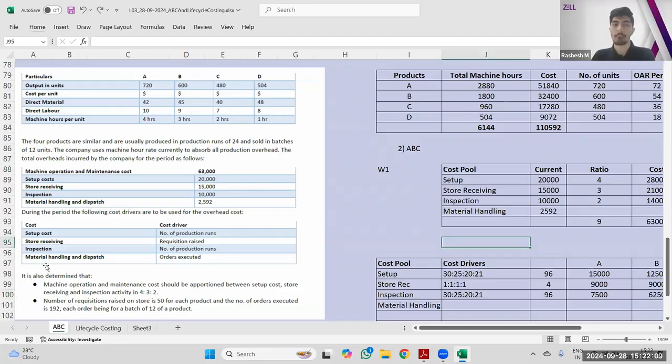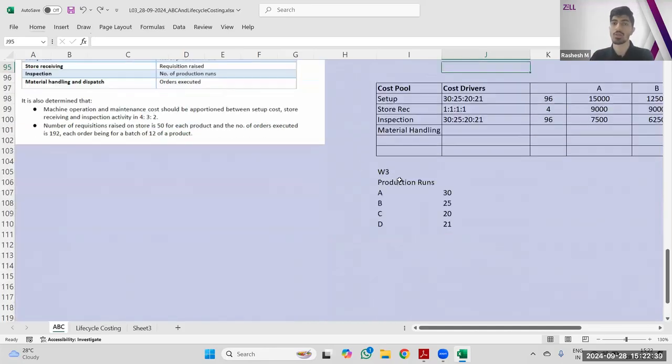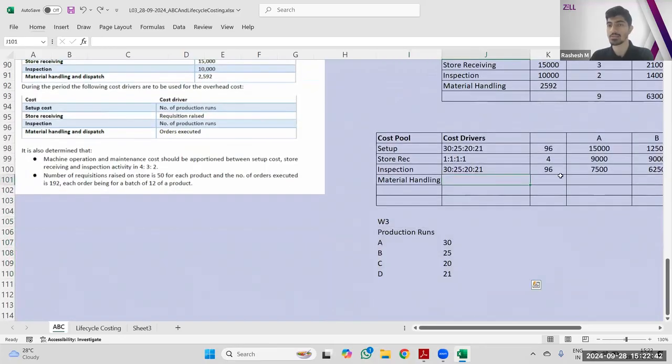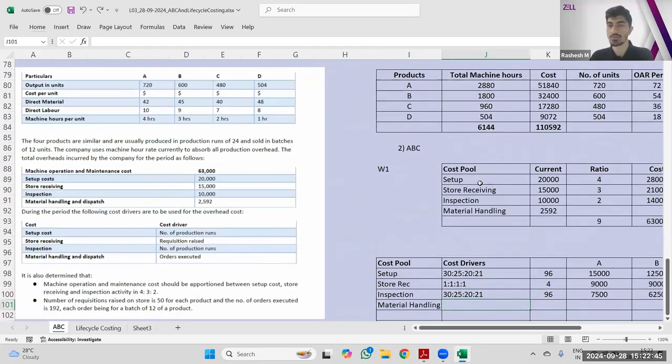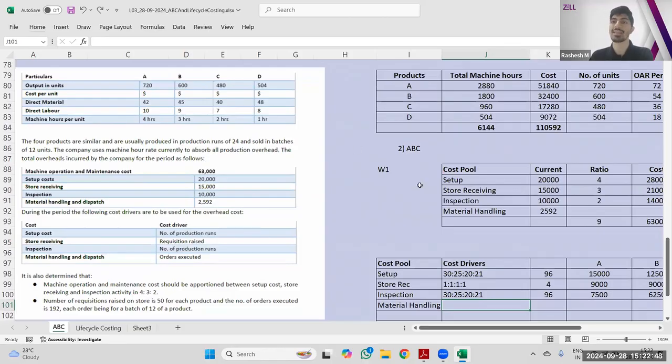Okay, last one. Material handling and dispatch is orders executed. So how many more orders I execute, those many times I have to handle my materials and dispatch them. Correct? So now the sales part comes. Now we are saying sold in batches of 12. It's told here also, it's told twice. Doesn't matter, logic remains the same. Just like we did production runs of 24, you will do the activity and give me the answers. So try and find out the cost driver using batches of 12. Try and allocate the cost, and then I will do it and you all can confirm it.